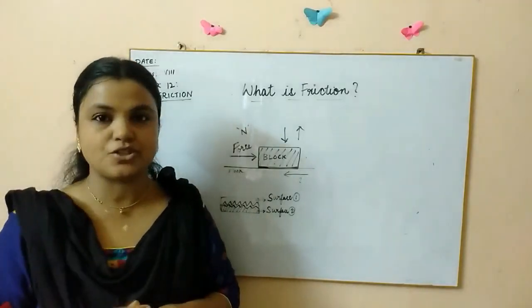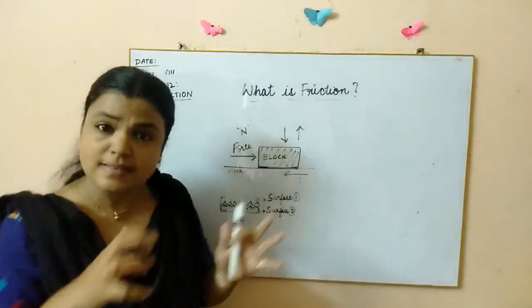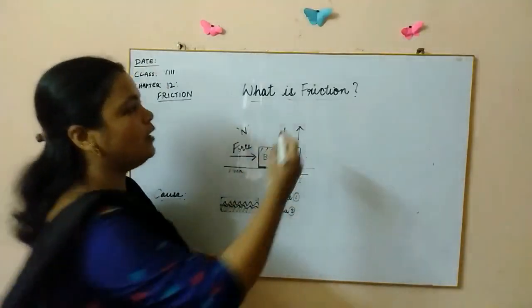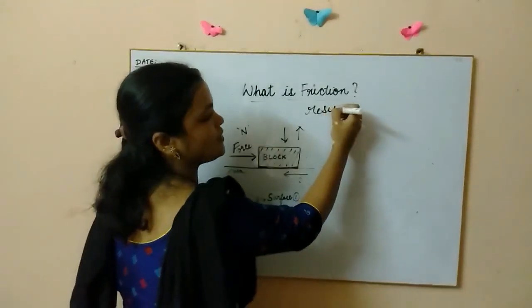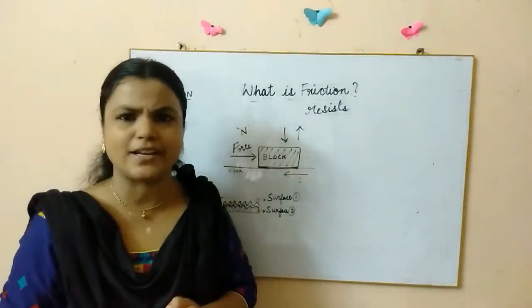There is one more definition which is more appropriate, children. It is something that resists the free motion of a body. It is something that resists or obstructs. It is acting in an opposite direction, right?